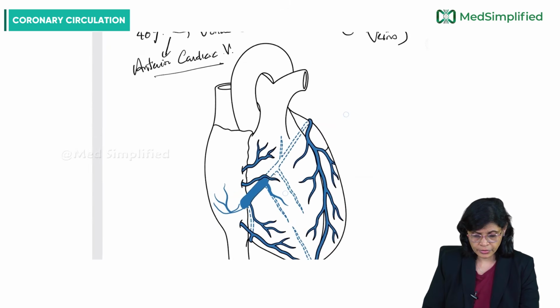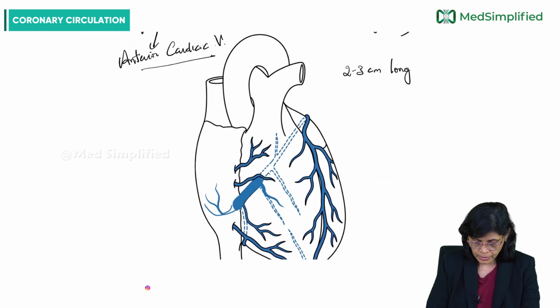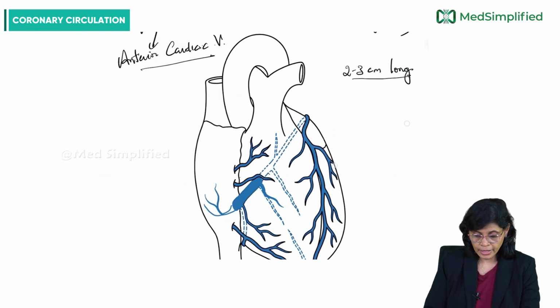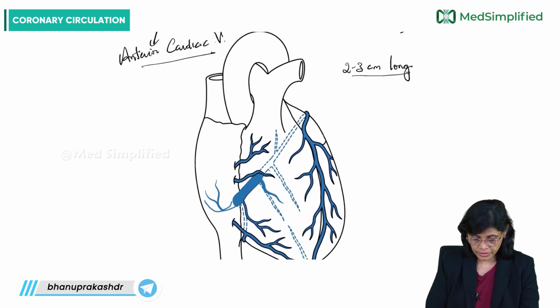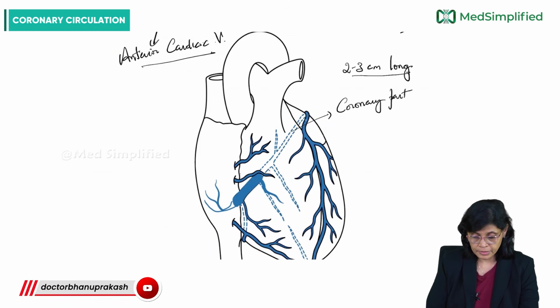Now a little bit about the coronary sinus. If you see here, it is a venous channel about 2 to 3 centimeters long, situated in the posterior part of the atrioventricular groove. Whatever this dotted line you see is the coronary sinus. It receives 60% of the venous blood of the heart. It begins in the left part of the atrioventricular groove, and here it receives the great cardiac vein.